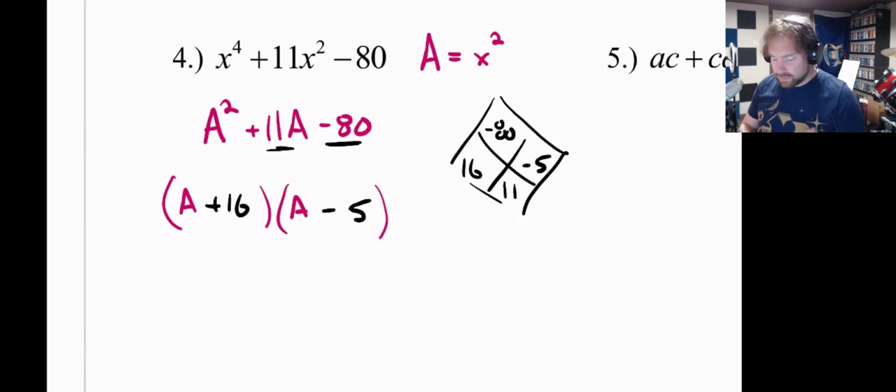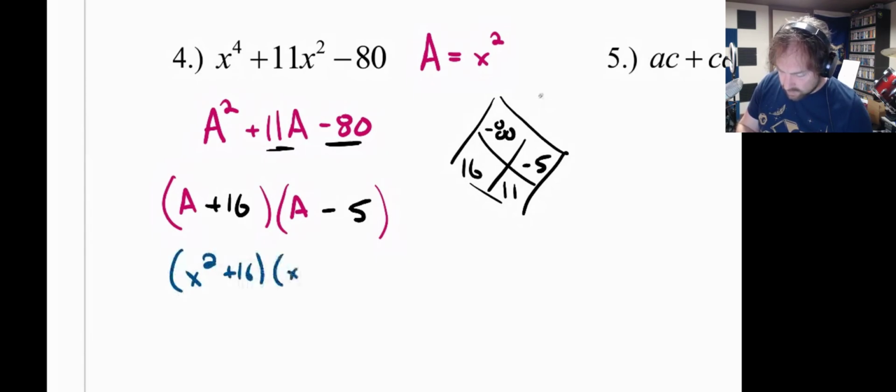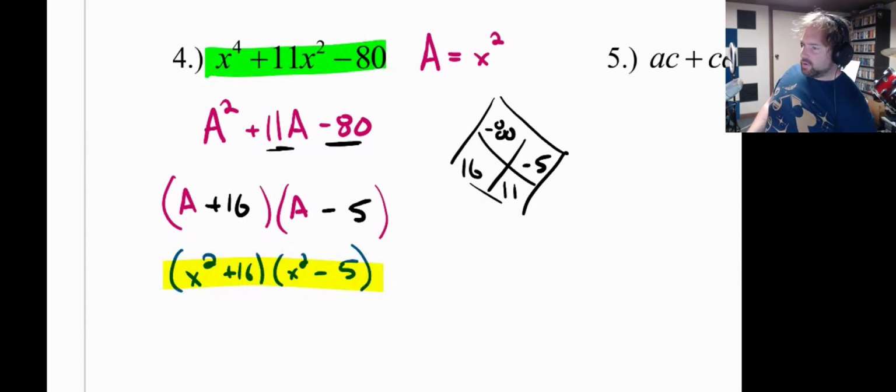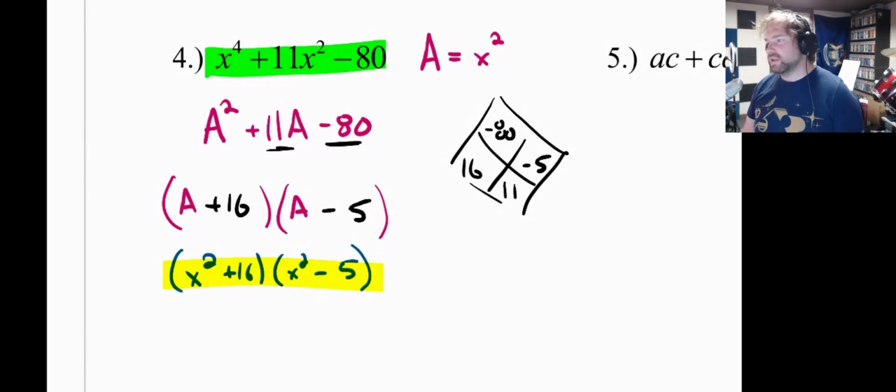And then, of course, what you would do is replace the A back with your original x squared: x squared plus 16 times x squared minus 5, like that. And so it might be worth distributing it all the way out and checking it, but these are the same expression, I think. Yeah, you'll get 16x squared minus 5x squared, which is the 11x squared, and you'll get x to the fourth in front, negative 80 in the back.